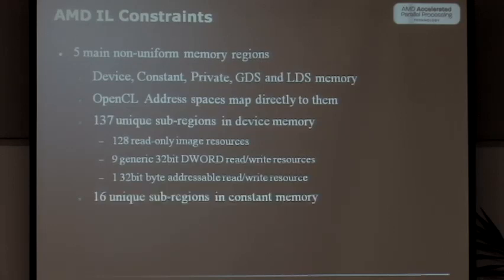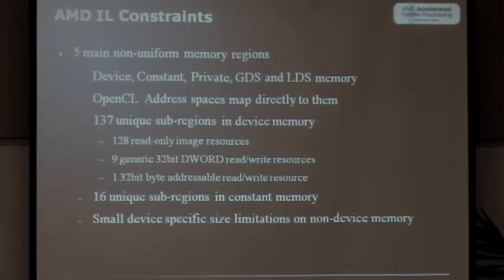So to do something efficiently, you want to use the faster paths and not this slow path. Inside the constant memory, we have 16 unique subregions. All the small device memories, like constant, private, GDS, and LDS, have size limitations that are per device. On the largest, they're 64 kilobytes in size, but on some devices, they go down to 16 kilobytes. So that has to be taken into account if you're going to allocate data correctly.